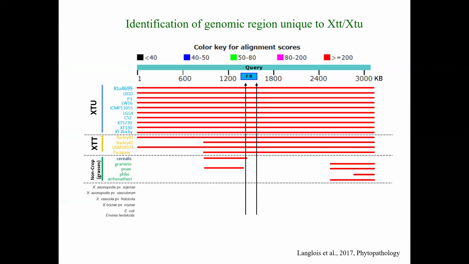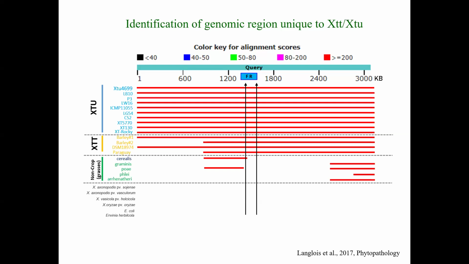We started from this paper, which was published in 2019. They used comparative genomics to identify a region that is assumed to be very specific to XTU and XTT. We found those regions based on the primers and did an alignment. It looks like these regions are very specific to XTU and XTT.